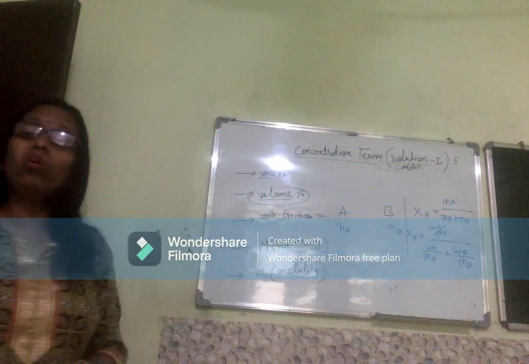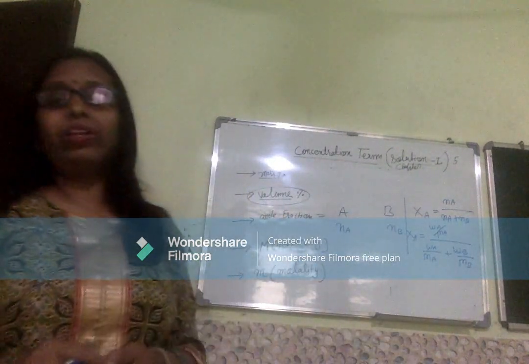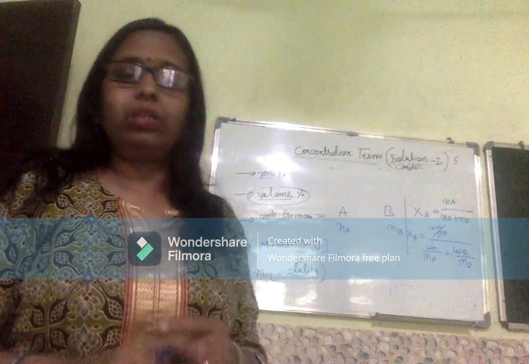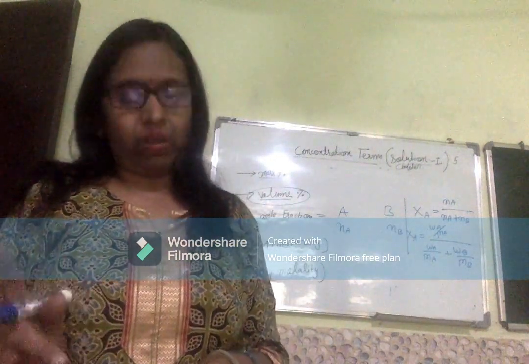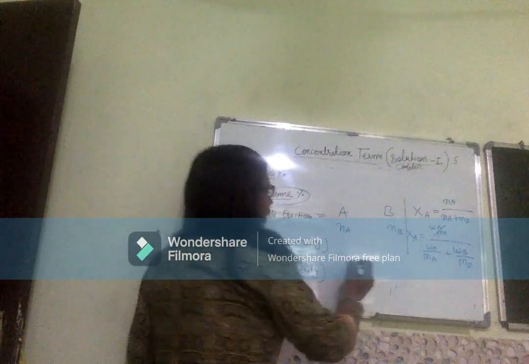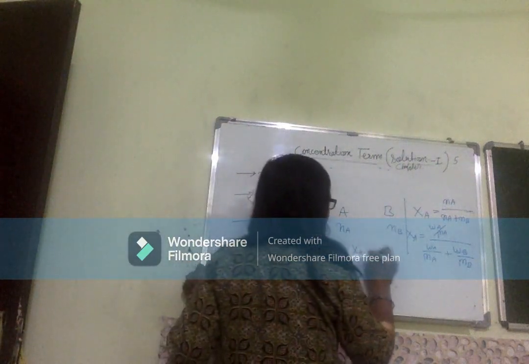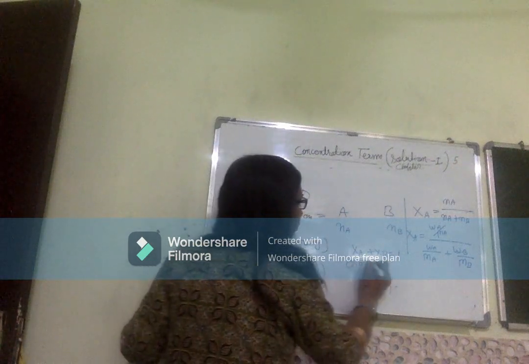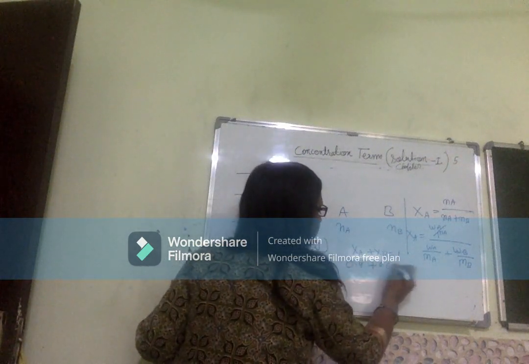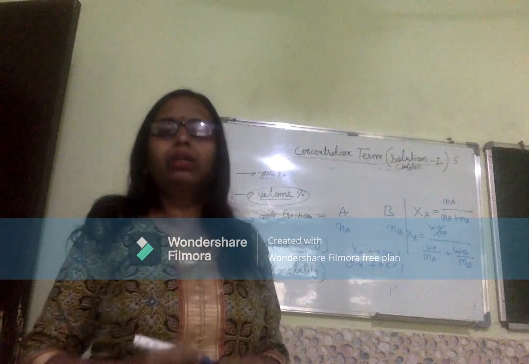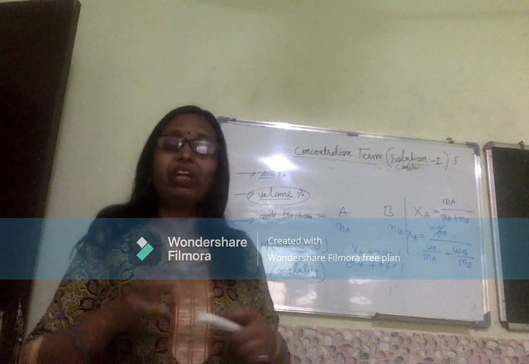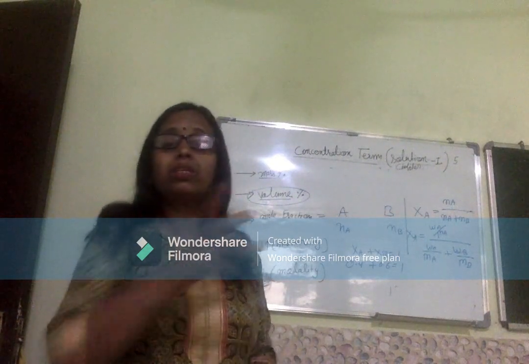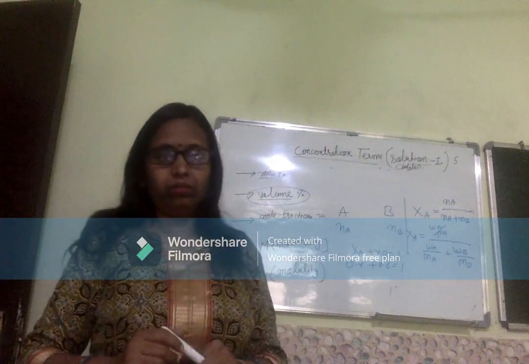Is it clear? The total mole fraction of a solution is never greater than 1. It means Xa plus Xb is 1. If Xa is 0.4, then Xb is 0.6. Is it clear? It is a mole fraction, यानी fraction means आउट ऑफ वन में से कितना आपका component है.